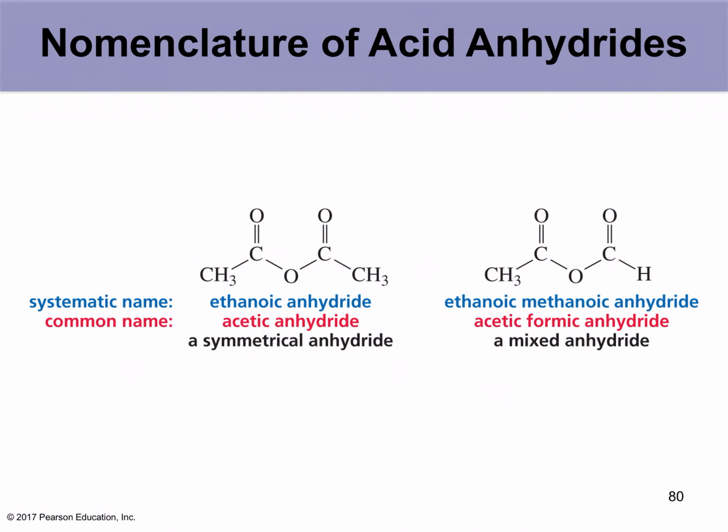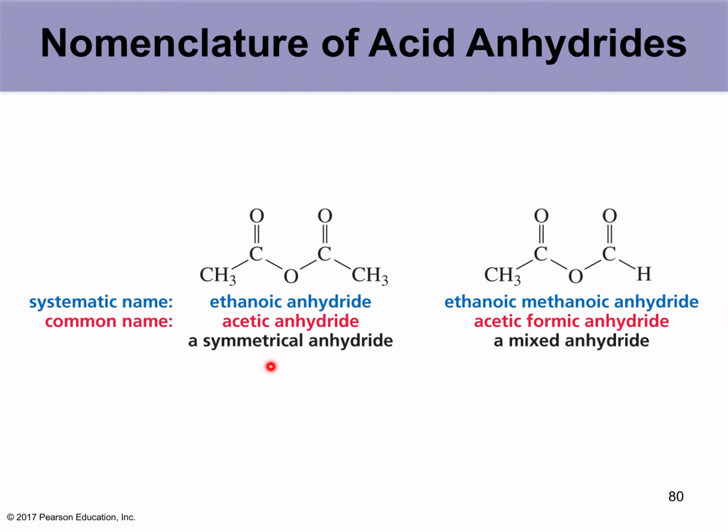Nomenclature of acid anhydrides. This is called ethanoic anhydride because there are 2 carbons, symmetrical. Ethanoic anhydride, or acetic anhydride as the common name, is a symmetrical anhydride.